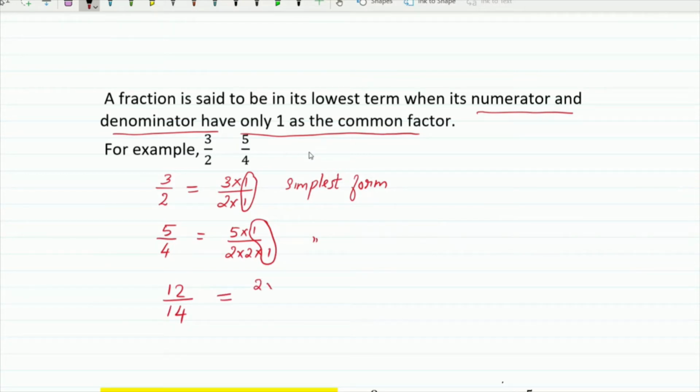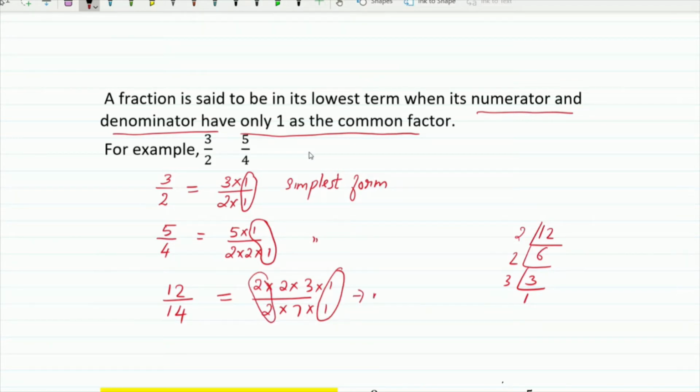Here 12 we can write as 2 into 2 into 3, and 14 we can write as 2 into 7, and 1 also I am writing here. How to write 12? We have to do the prime factorization which you have studied in the factors and multiples lesson. So 2 sixes are 12, 2 threes are 6, 3 ones are 3. So 2 into 2 into 3, and 14 is 2 into 7. Afterwards we look at the common factors in the numerator and denominator. We can see 1 and 2 are common. Therefore it is not in simplest form.